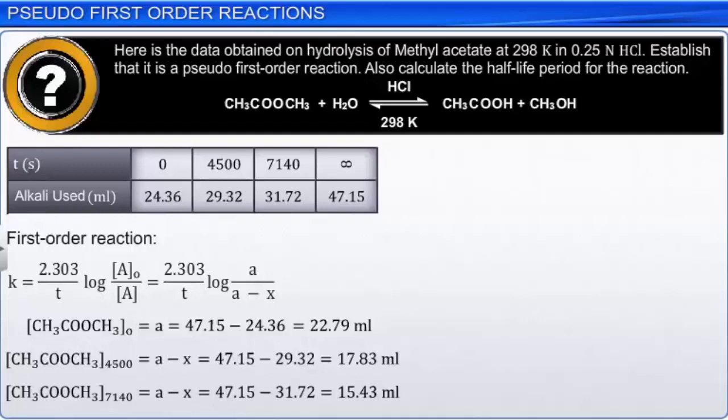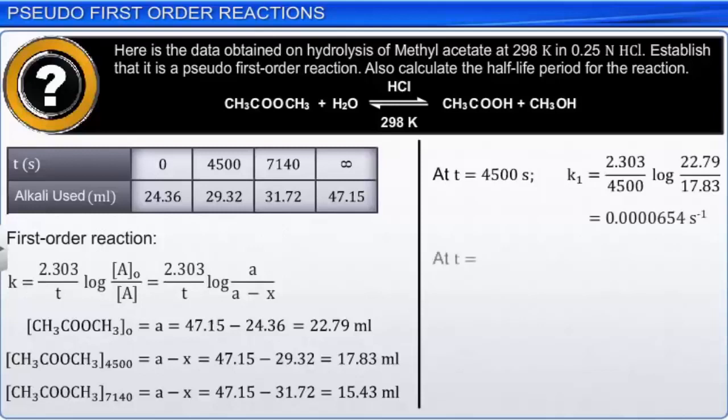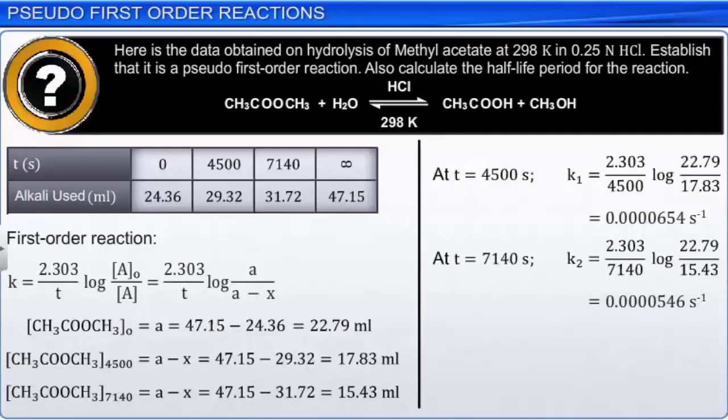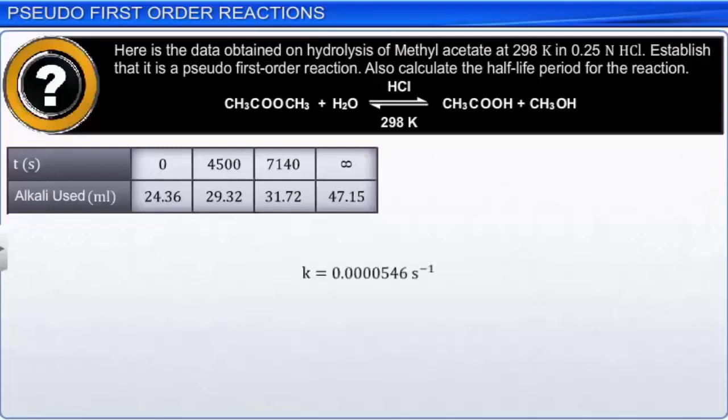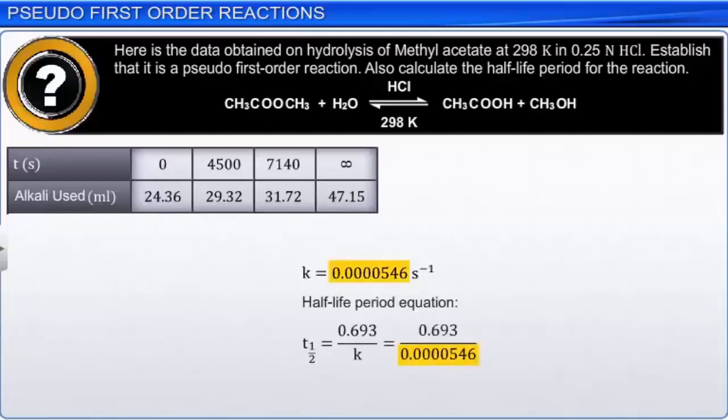Now substitute the values of a minus x and t in the rate equation. On solving, we get the values of K fairly constant at the two different intervals of time. Hence, the reaction is of a pseudo-first order. In the next step, write the equation to calculate the half-life period. Substitute the value of K in the equation. On solving, we get t half as 12,692 seconds.